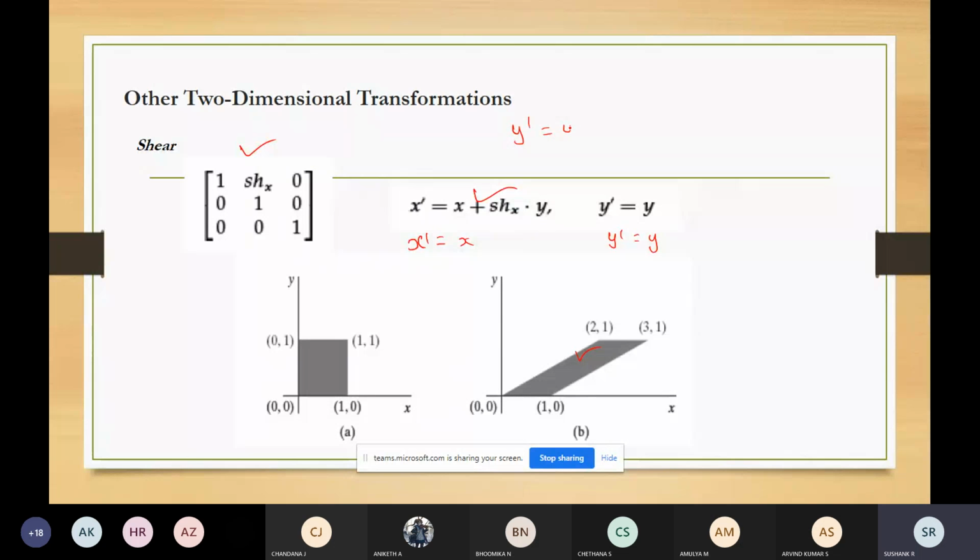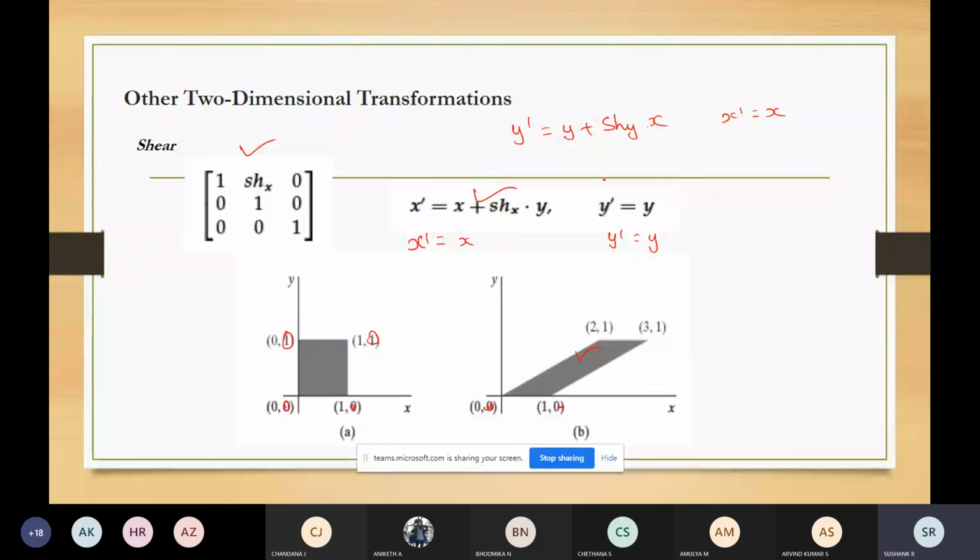So y dash is equal to y plus shy into x, and x dash is equal to x. This is the shear along the y-axis. See, this is the shear along the x-axis. Here I'm changing this with respect to x. Only the x value is changing. The y value is remaining constant. So this is the shear along the x values.